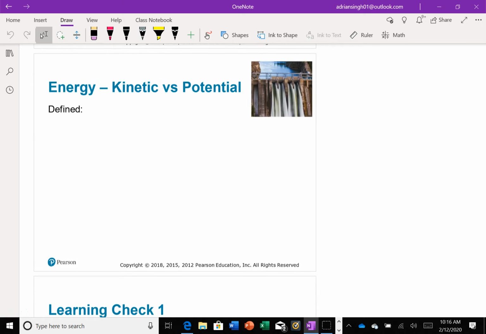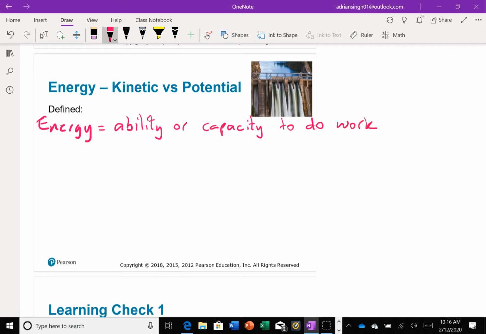So we can say that energy is equal to the ability or capacity to do work, right? So that's a very simple idea, very simple definition, but it gets to the point. You have a lot of energy, you can do a bunch of stuff. You don't have a lot of energy, you can't do a lot of stuff. You can't do a lot of work. Right? So it's not overly technical, but it still addresses what energy is.